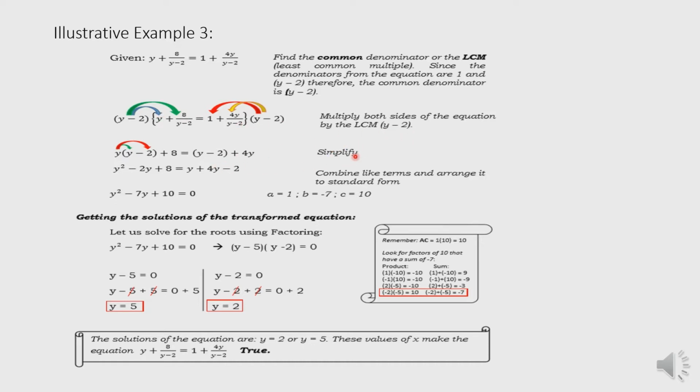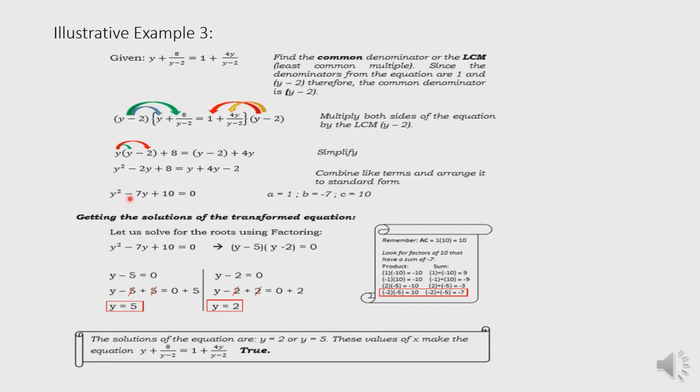Then simplify. You have y times y equals y squared, y times negative 2, and plus 8. And then y minus 2 from here, and then plus 4y. And then combine like terms and arrange it in standard form. So we have now a quadratic equation in standard form.